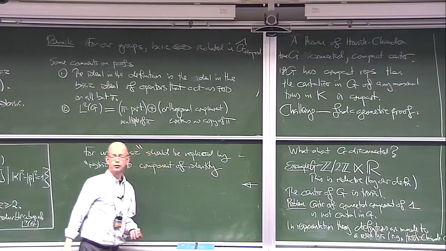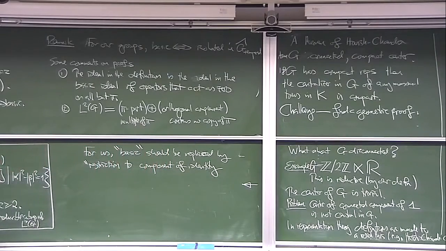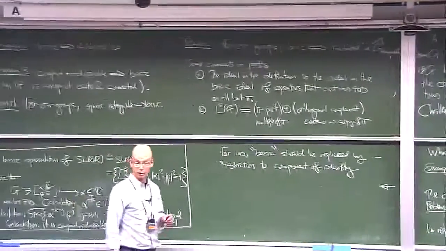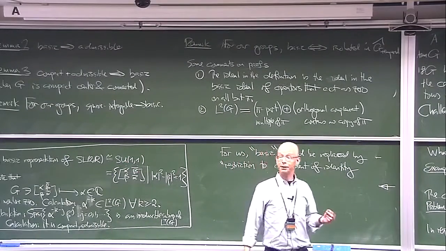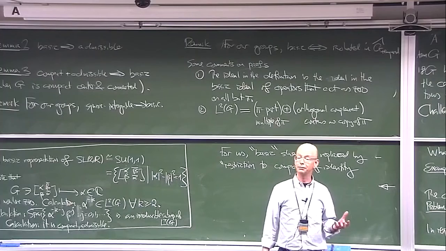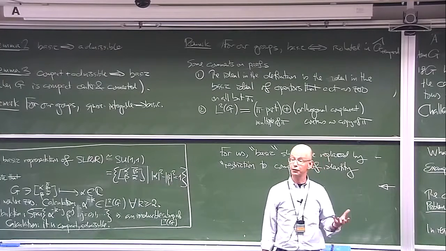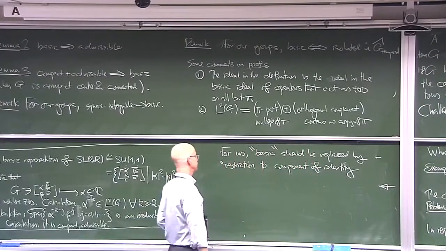If I have any irreducible representation of G, I can always restrict from G to the connected group, which is the component of the identity. And when I do that, I'll get a representation which may not be irreducible, but it's always a direct sum of finitely many irreducible representations, because there are only finitely many components.